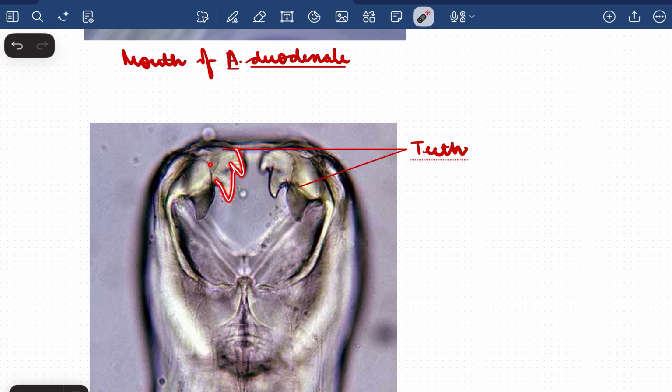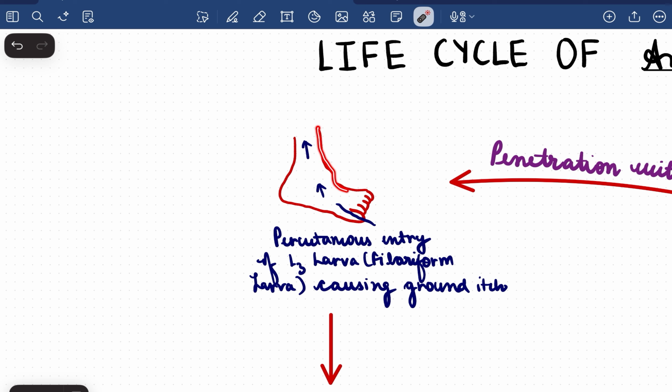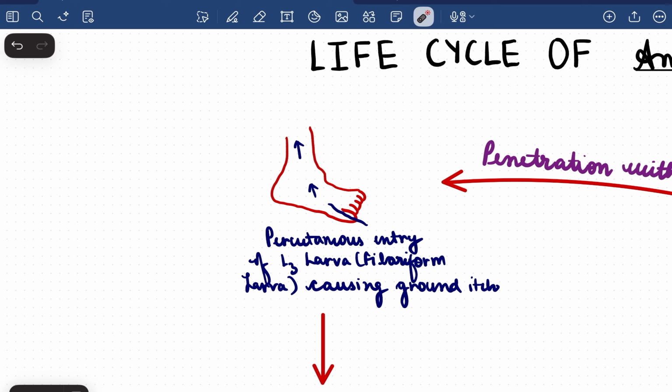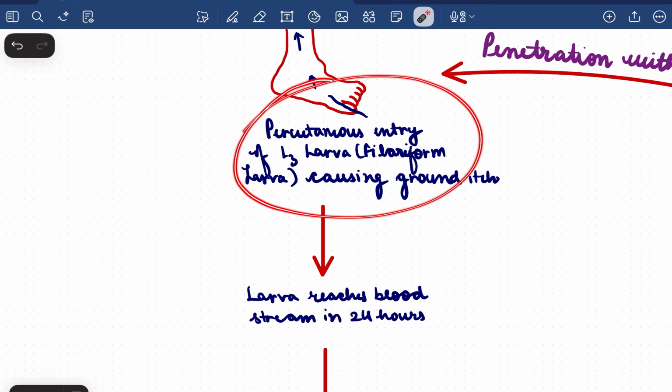Anyways, let's move forward with the life cycle. So here you can see that something is entering the body through the foot. So there is the percutaneous entry of the L3 or filariform larva causing a ground itch. So a worm, a larva, is entering. You will notice a ground itch, which is, as the name suggests, very itchy in nature. Very irritable, very itchy. Then this L3 larva reaches the blood in about 24 hours of its entry.